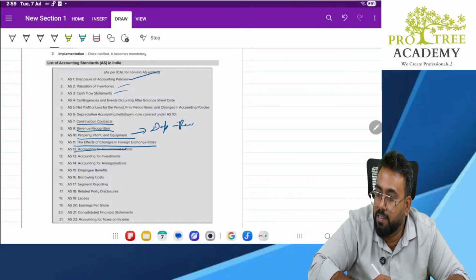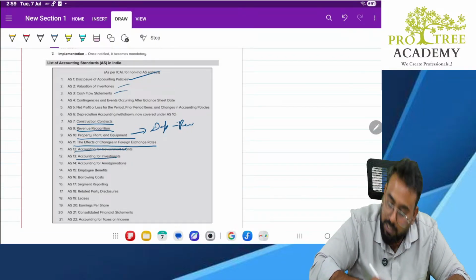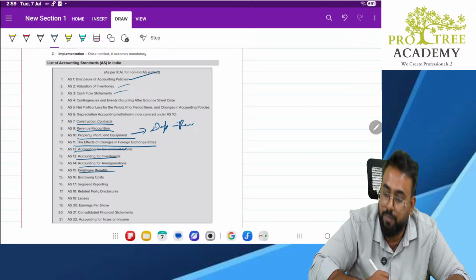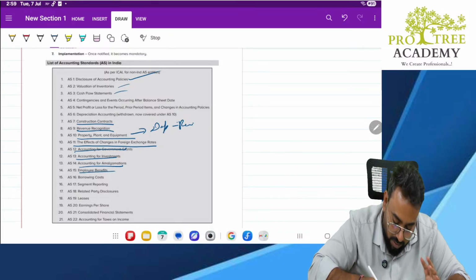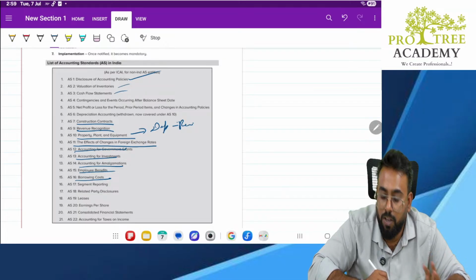Accounting for government grants, accounting for investments, accounting for amalgamation, employee benefits. Employee benefits is nothing but salary, retirement benefits, leave encashment, all those things. Borrowing cost is nothing but loan which we have taken.